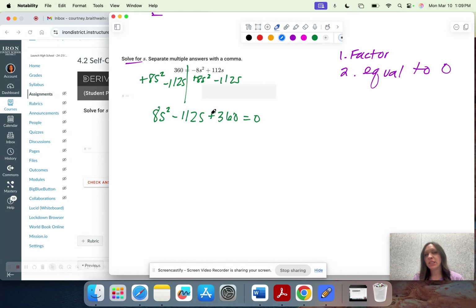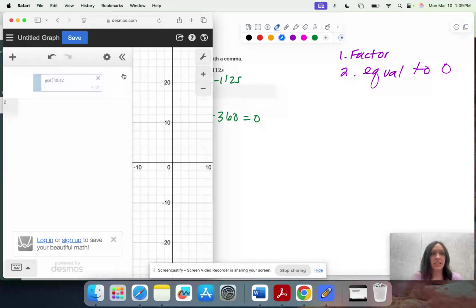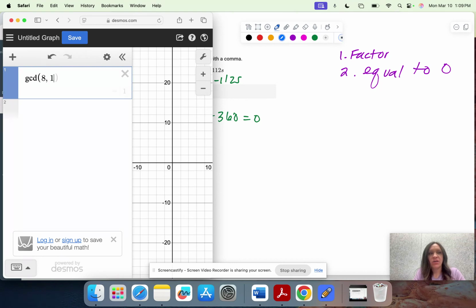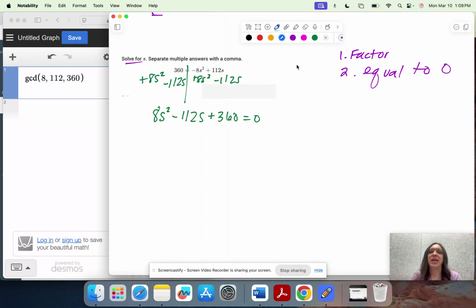And I'm noticing that all of these are even numbers. And so I can definitely divide them all by 2 to get my numbers smaller. However, I'm going to see if there's a greater number we can divide by. So I have 8, 112, and 360. Yes, that's amazing. These all divide by 8.